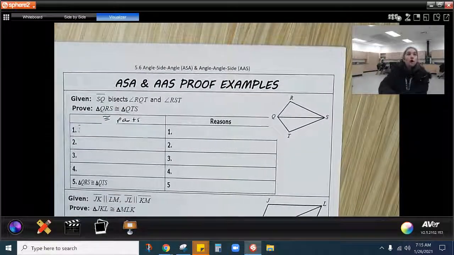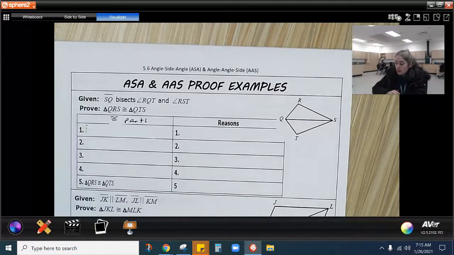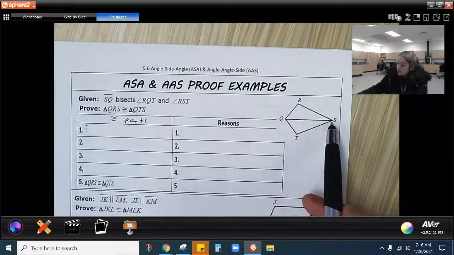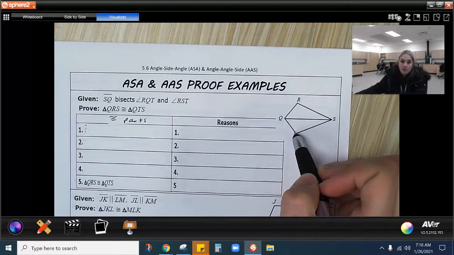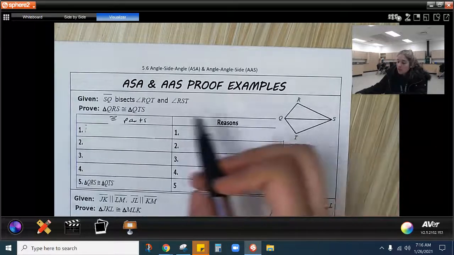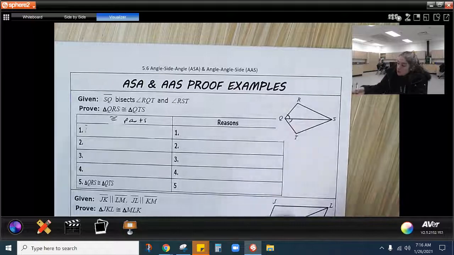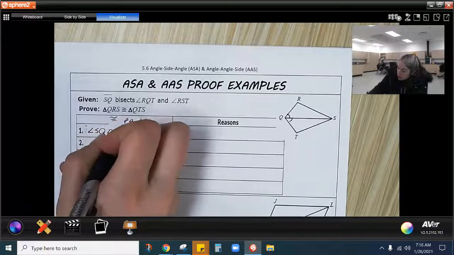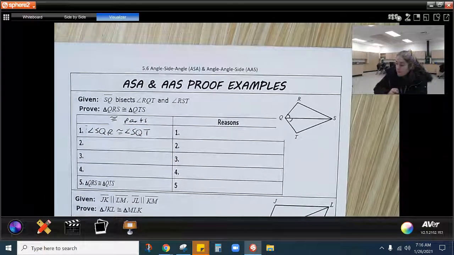All right, so for our first proving, so to speak, using angle, side, angle, and angle, angle, side, we have here that SQ bisects angle RQT. Well, what does that mean, bisect? Bisect means two sections. What's important? They're congruent. If it's an angle, that means that we have an angle here and an angle here. So let's write that down. So we know angle SQR is congruent to angle SQT. How do I know that?